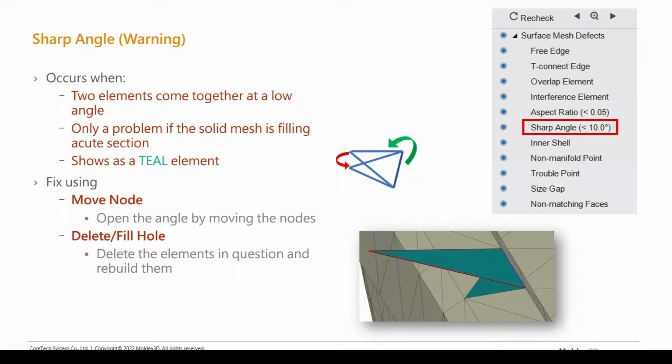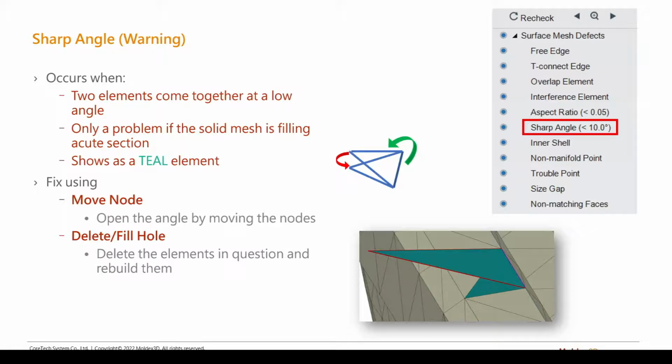All right, sharp angle will happen under two situations where either two elements come together at a knife edge or where two surfaces are coming together at a reflex angle, as we call it. So a reflex angle is very close to 360 degrees, so it's not an acute angle, which is where a knife edge would happen, but it's the exact opposite.